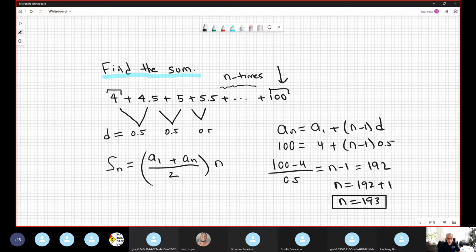No. We finish now when you compute the summation of the 193 elements in this sequence. Get 4 plus 100, first and last, divided by 2, multiplied by 193. And the answer is 10,036.